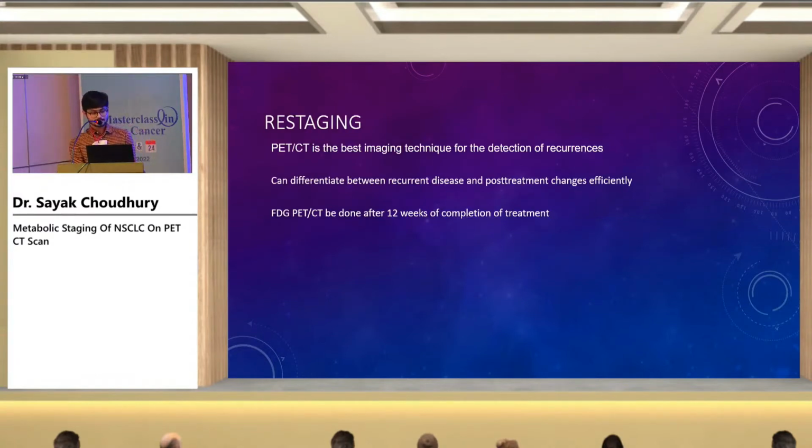Restaging PET-CT is the best imaging technique for detection of recurrences and can differentiate recurrent disease and treatment changes efficiently. And if you are doing an FDG PET after the patient has received some kind of treatment, especially radical intent concurrent chemoradiation, then you should do it after 12 weeks to decrease the amount of inflammation that may be present.